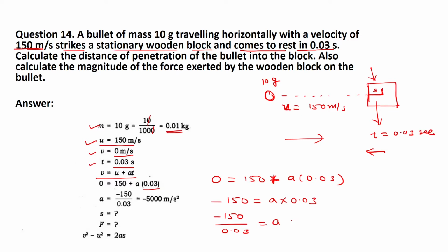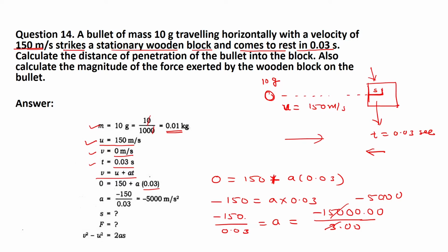Now here you can shift the decimal point. Minus 150 is there, so you can shift the decimal point toward the right side, moving two decimal places. It will become 300, and the decimal point moves to the right. So simply it will become minus 15,000, and we divide it to get minus 5,000, because 3 5s are 15. So minus 5,000 meter per second square will be the acceleration.